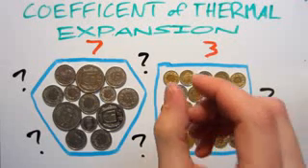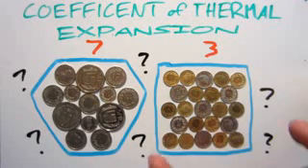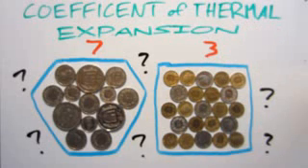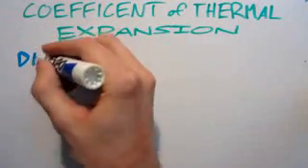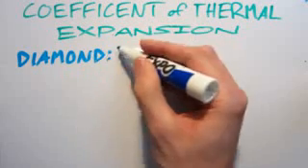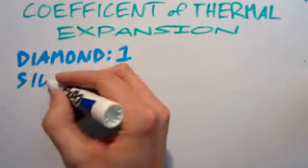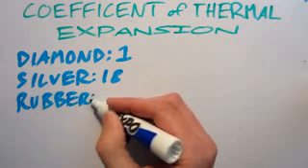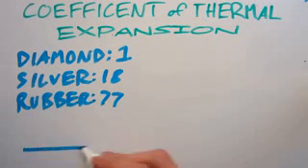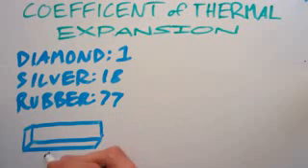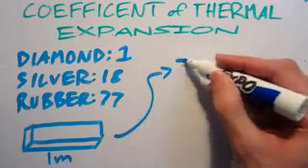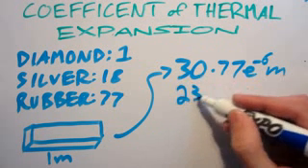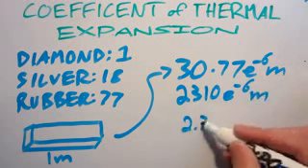These coefficients are measured in how many millionths of its own length the size of an object increases with each added degree Celsius. Diamond, which is obviously a very hard material, has a coefficient of 1. Silver has 18, and rubber comes in at 77. So to give you an idea of what these numbers mean, if you had a meter-long rubber eraser in your freezer, and you moved it outside on a hot day, say going from 0 to 30 degrees Celsius, it would get about 2 millimeters longer.